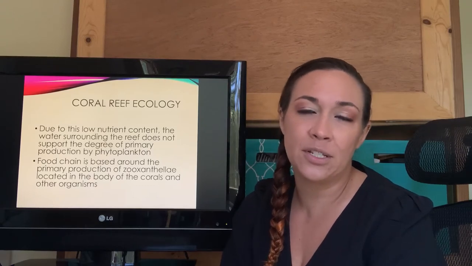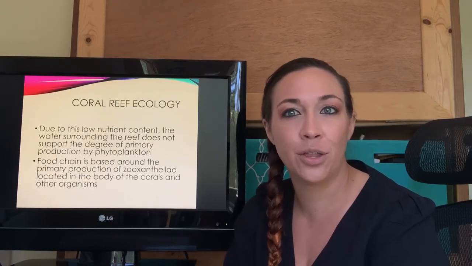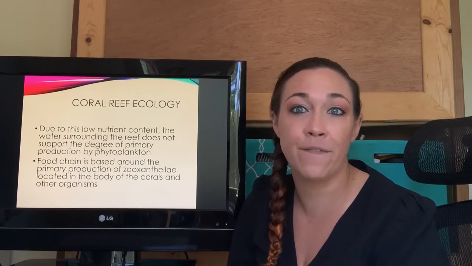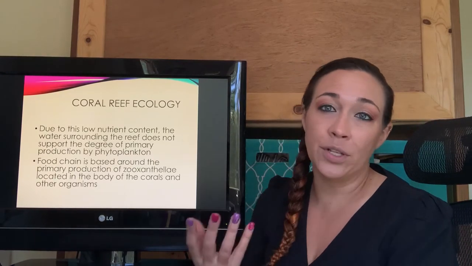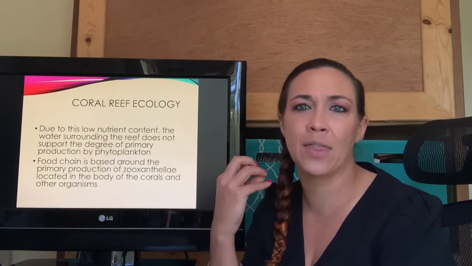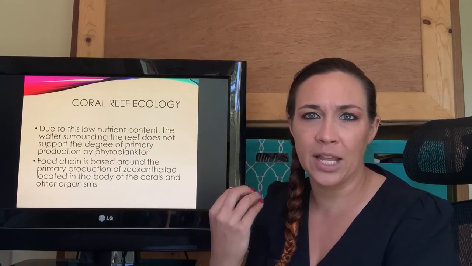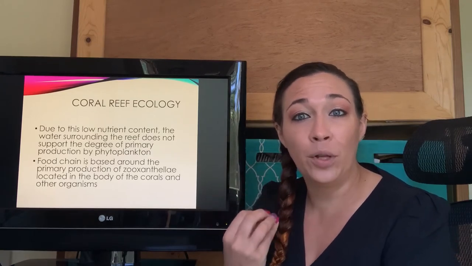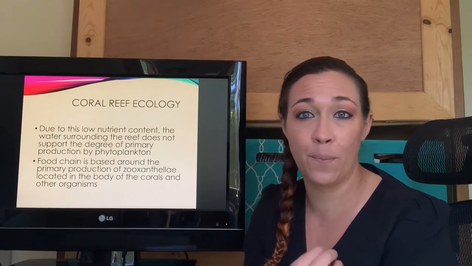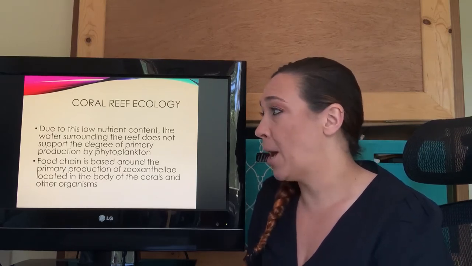So in this ecosystem, the zooxanthellae are actually kind of the bottom of the food chain, the basal level, and therefore very, very important. Not only are the zooxanthellae themselves, but corals really are as well, because the corals are getting that primary production from the zooxanthellae. And so a lot of organisms will eat the corals, and so the corals are a huge food source for many, many different organisms.